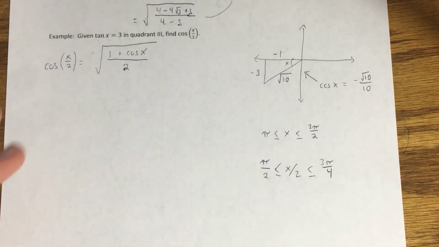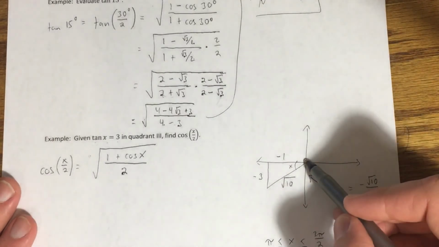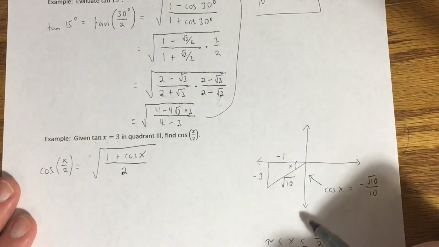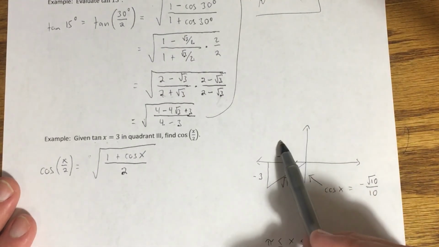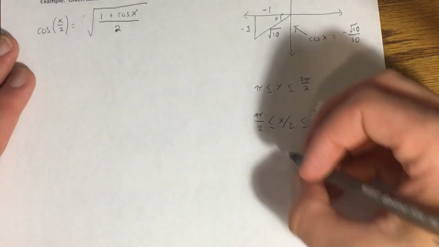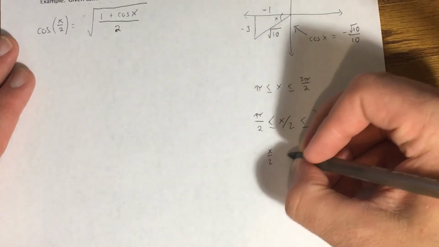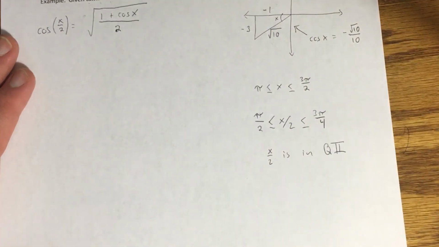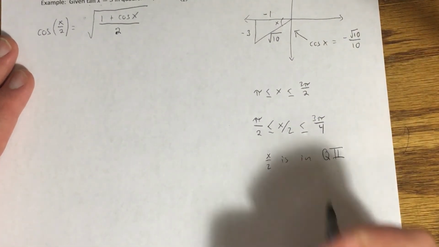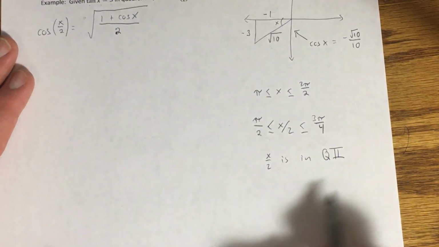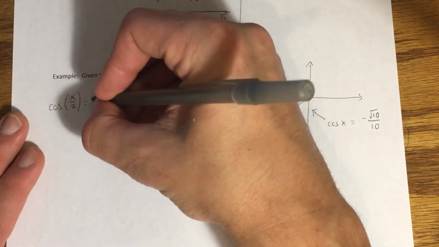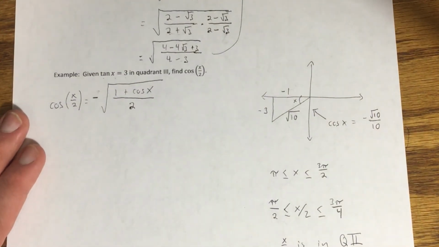Okay? Think about where that is. Pi over 2 is here. 3 pi over 4 is here. Everything between pi over 2 and 3 pi over 4 would be in the second quadrant. So this means x over 2 is in the second quadrant. Okay? Because all of the angles between pi over 2 and 3 pi over 4 are in the second quadrant. Cosine should be negative there. So with that said, I know that we want a negative out here instead of a positive.